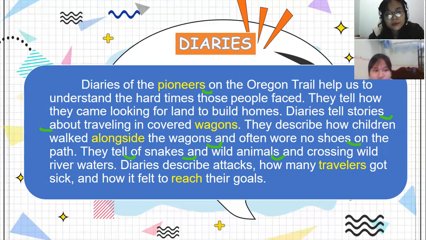Diaries tell stories about traveling in covered wagons. They describe how children walk alongside the wagons, and often were.